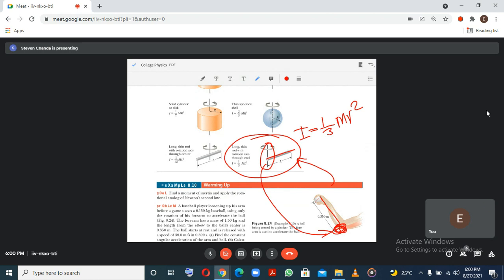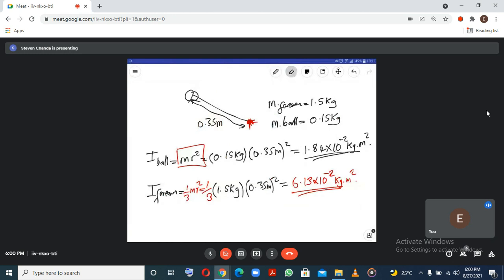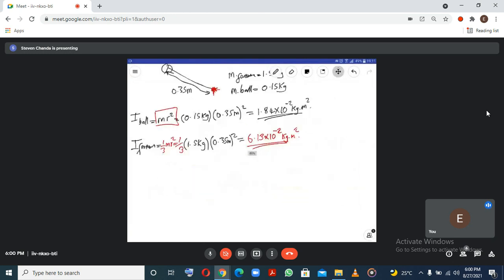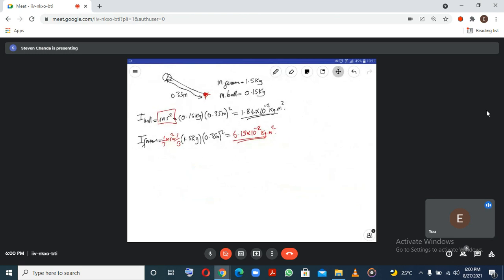Okay, that's about it. So then we've gotten those two answers, but remember the question was telling us to find the moment of inertia of the system. So to find the moment of inertia of the system, we're just going to add the moment of inertia for the ball plus the moment of inertia of the forearm. So you're just basically adding those two, then you're going to have this.